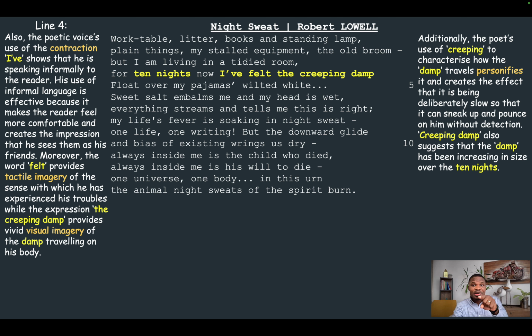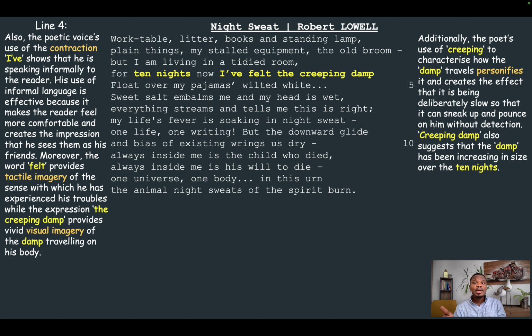Why? Because the word "creeping" there is a verb. So that personifies the damp and creates the effect that it is being deliberately slow. Now, when something is creeping, it is being deliberately slow so that it can sneak up and pounce on him without detection. So without him knowing, it's just going to sneak up on him. It doesn't want to be too quick. It's creeping down on him. Just think about the way a lion or something will try to creep up on a prey and then just catch it. So the damp wants to pounce on him without detection.